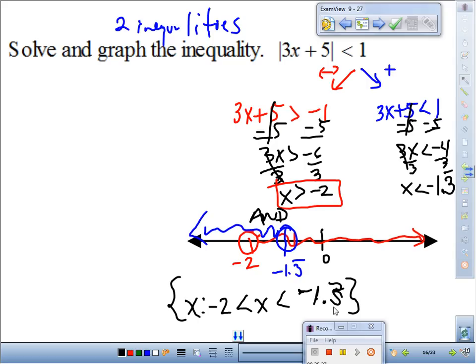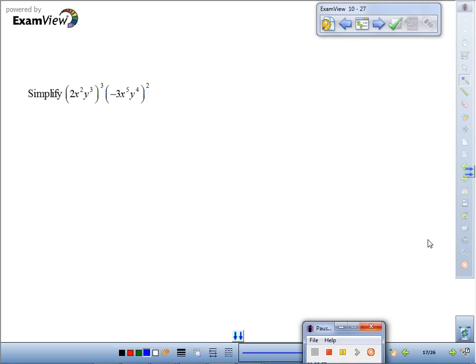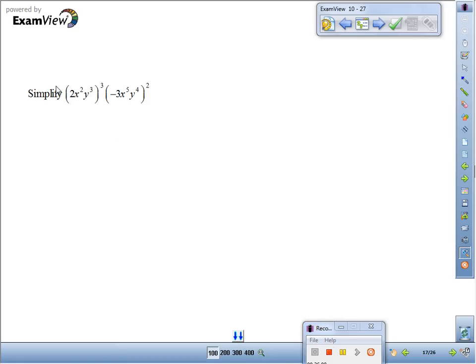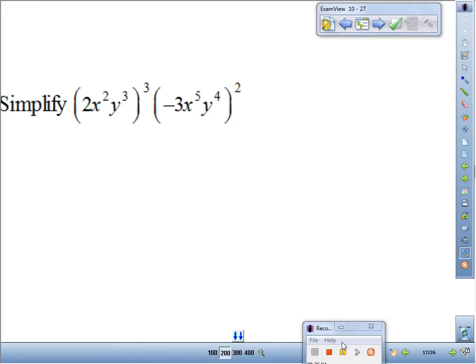1.3, my bad. 1.3 bar. That's an ugly 3. Let me fix that. Thank you. 1.3 bar. Okay, let's go to number 10. Here we go, number 10. So, let me move this over really quick.